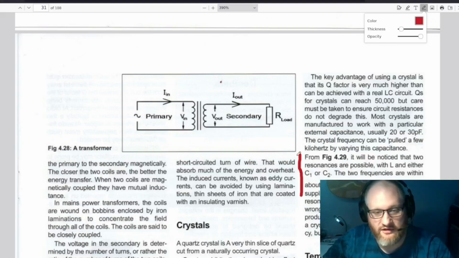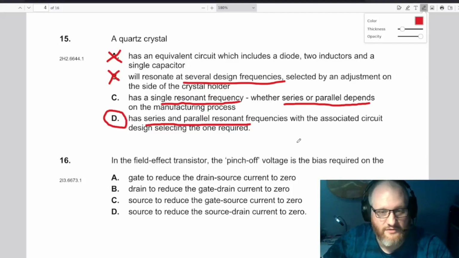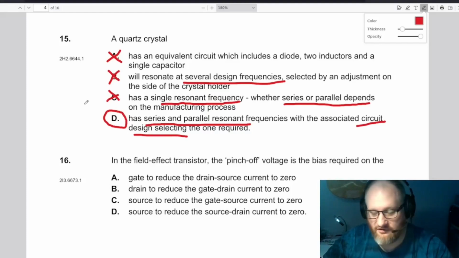So it does matter when you're designing a circuit with a particular crystal that you choose that particular resonant frequency, and that is determined by the circuit design and where the capacitance that goes alongside it is placed. So it's not the manufacturing process that determines that, but it is the circuit design that the crystal is used in. So we'll select option D as our answer here.